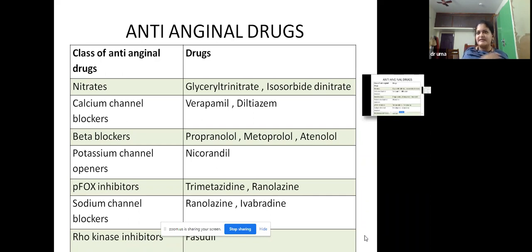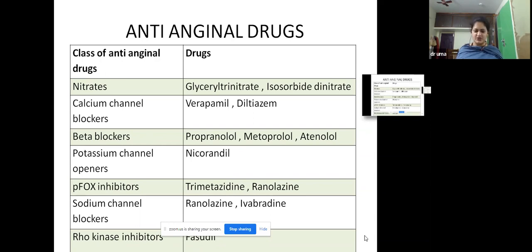They act by inhibiting fatty acid oxidation, so it gets converted into glucose oxidation. The energy required for glucose oxidation is less compared to that of fatty acid oxidation, thereby it decreases the myocardial work. So these two drugs act mainly by a non-hemodynamic mechanism. And the sodium channel blocker is ranolazine, and ivabradine.